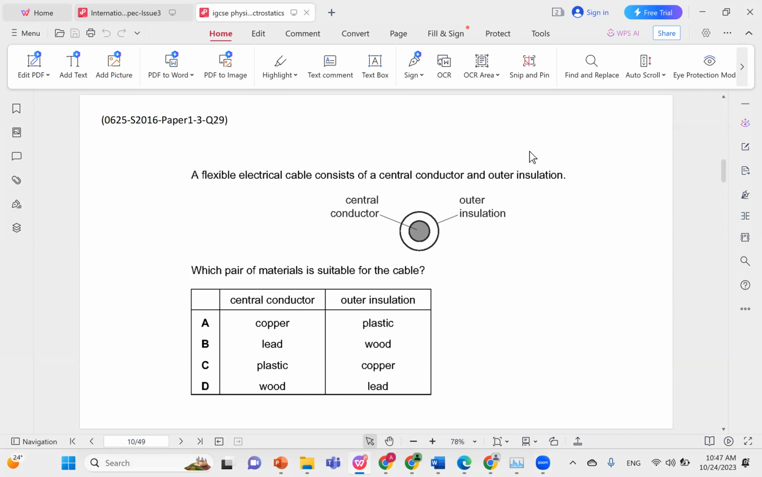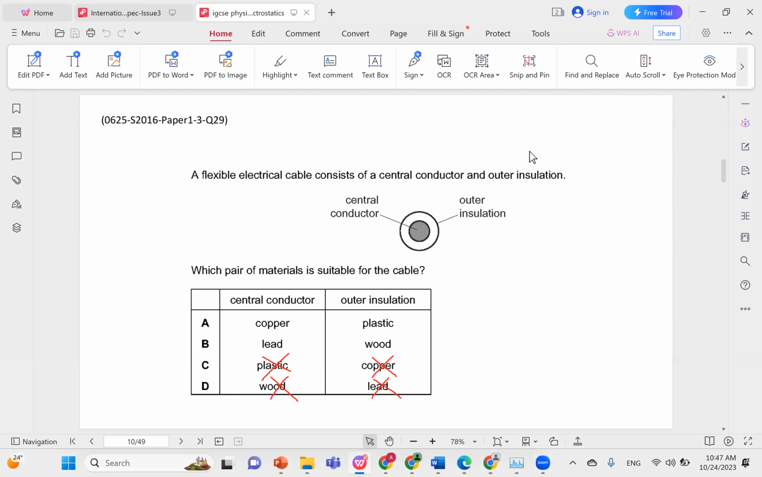So it is logical that the outer part is made of an insulating material, whereas since wires are used to transfer electricity in a sense, the central part must be a conductor, of course. So which of these choices are suitable for conductors and insulators? So let's cross out the wrong choices first. Plastic cannot be a conductor. Wood cannot be a conductor. Copper is not an insulator, of course, and lead is not an insulator.